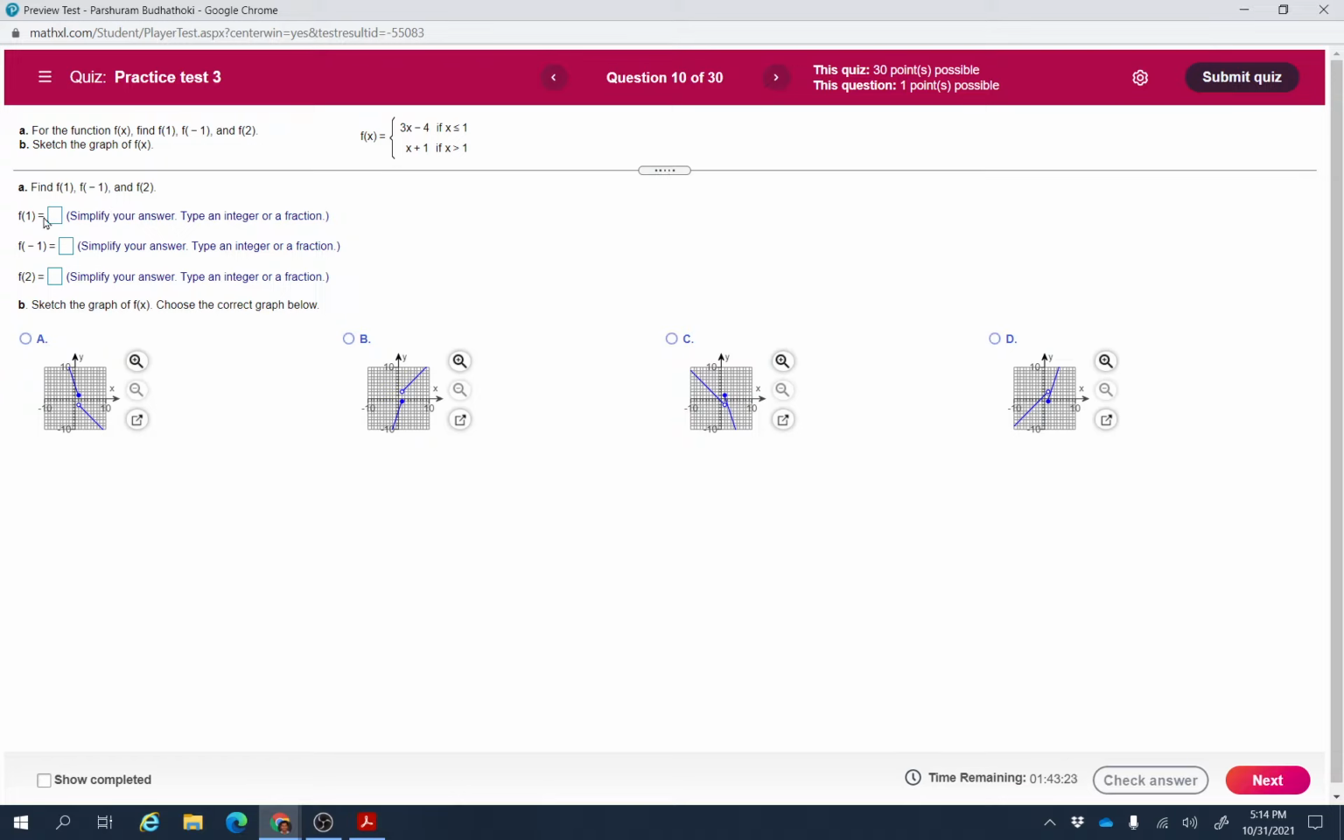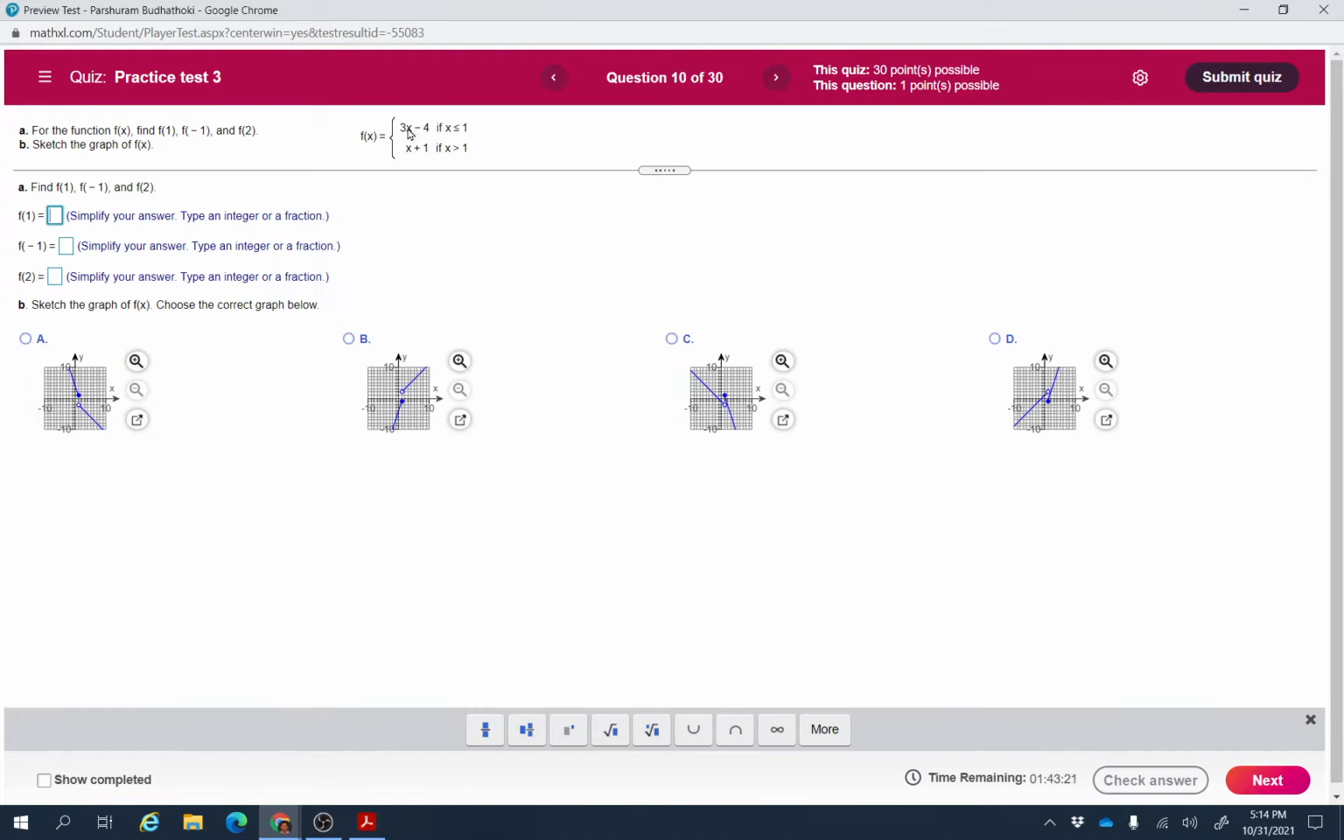So for finding the value of the function at 1, we're going to plug x equal to 1 into the first part, which is 3 times 1 minus 4, which is basically negative 1. For x equal to negative 1, we're going to use the very same thing, because that is also to the left of 1. So if you put x equal to negative 1 here, it will give you negative 7. And for x equal to 2, we're going to use x plus 1, which is 2 plus 1, which is 3.